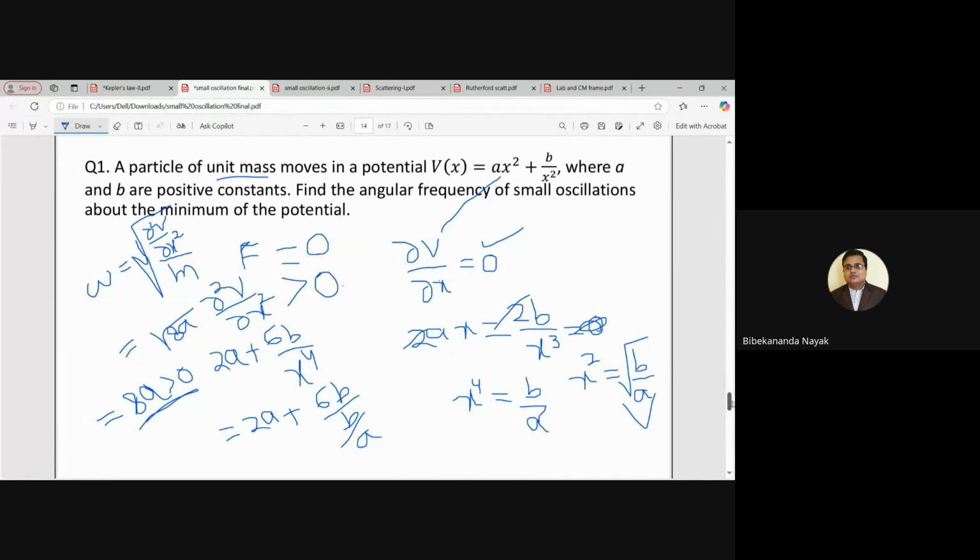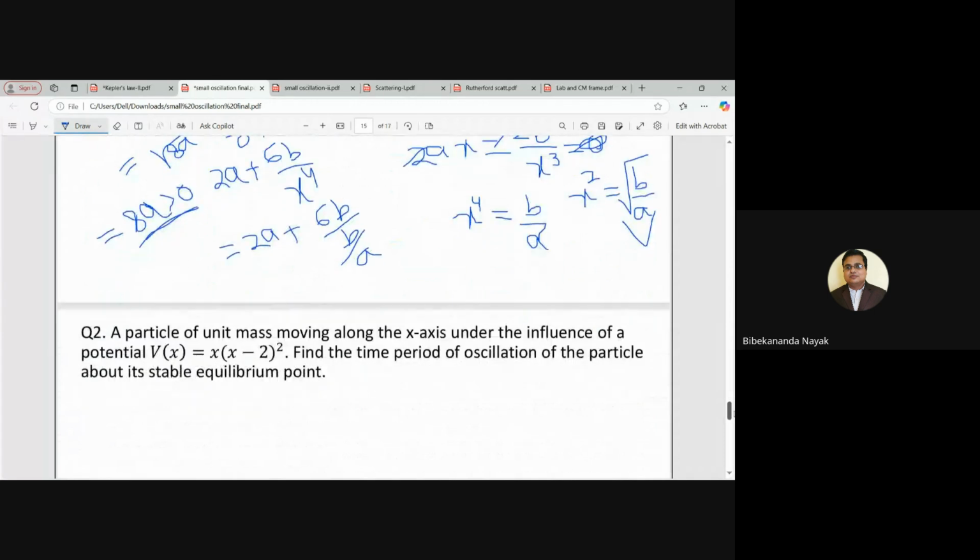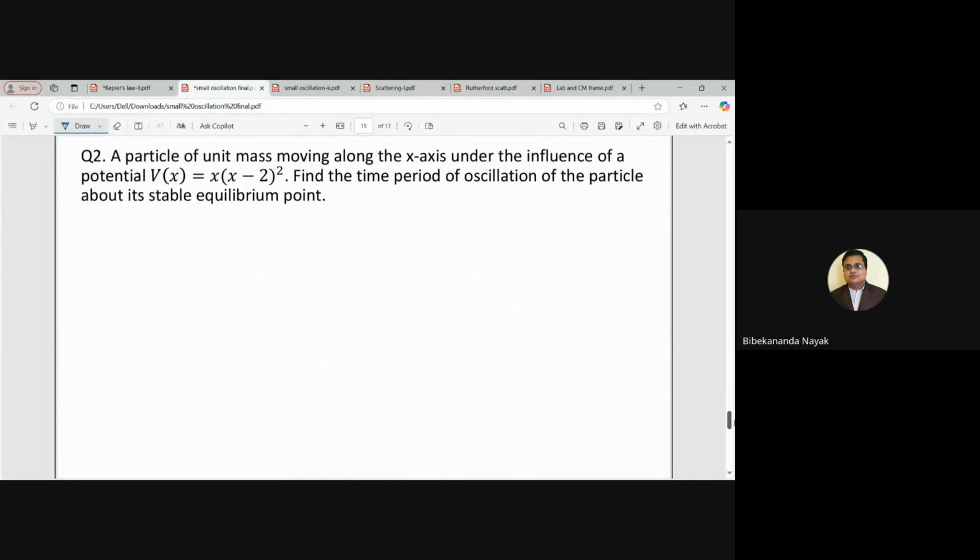Okay. This type of problem is asked. It is another problem, please do it and tell me the answer. The potential is given: V(x) equals x into (x minus 2) whole square. Find the time period. This time period means 2 pi by omega. If I calculate omega, then I get the time period. Tell me its equilibrium points.